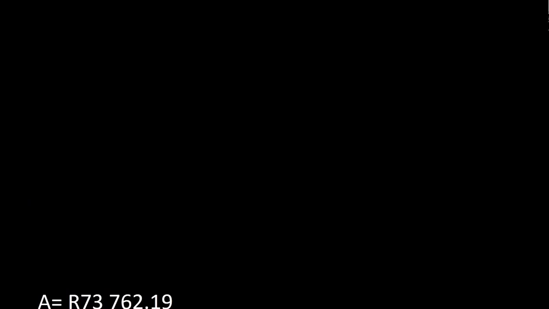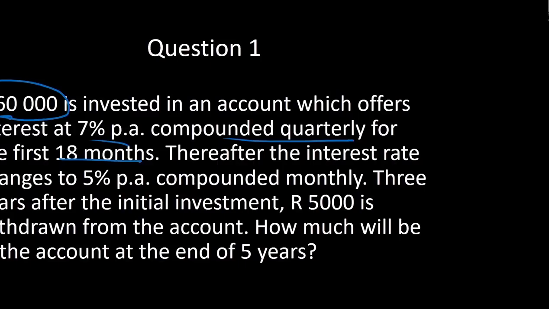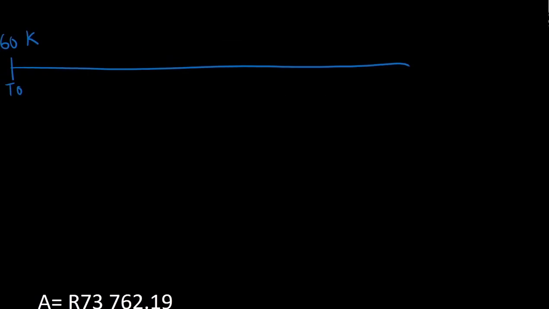So let's start with our timeline. We don't know how long it's going to go on for because we haven't finished reading the question. So this is at time 0. We put in 60,000. I'm going to use a K to represent the 1,000. And we were told that the interest rate is 7% per annum compounded quarterly for the first 18 months. So that's for the first year and a half. So let's say we work in years. If that's time 1, then this is going to be time 1.5.